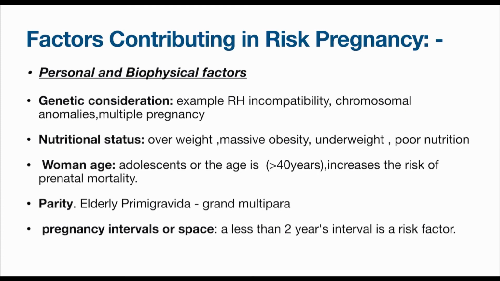Or a pregnancy interval or spacing of less than 2 years is a risk factor. For example, let me give you an example to get this point. The mother gets pregnant in September 2020, and then she delivers, and she gets pregnant again in August 2021. So the space between the two pregnancies is really, really small.